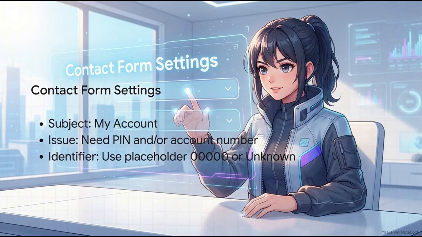Here's a brilliant little hack for you. If you use the online help request form, you'll hit a wall because it paradoxically forces you to enter an account number to submit a ticket asking for your account number. Make it make sense, right? Well, to bypass this mandatory field, select Need PIN and/or account number from the drop-down menu and simply type a placeholder like 00000 or the word unknown into the account number field. Boom! Form submitted, and a rep will reach out to verify your identity.